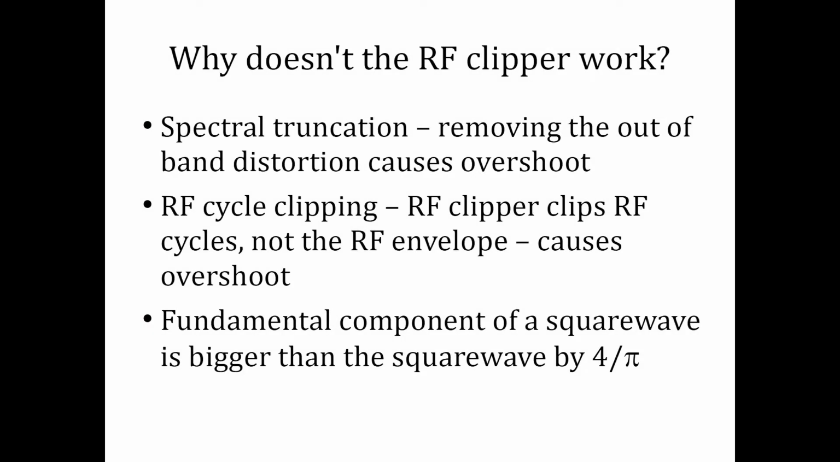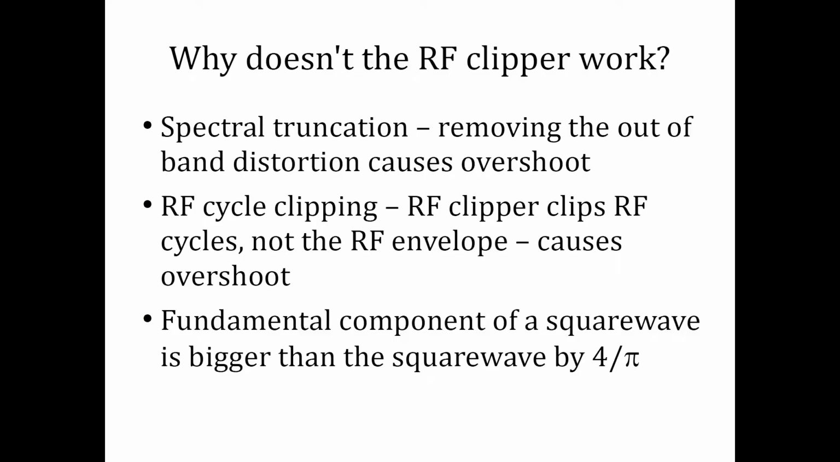Where does the overshoot come from in a conventional RF clipper? First, spectral truncation. Removing the out-of-band clipping distortion components causes overshoot. Second, RF cycle clipping. A conventional RF clipper does not directly clip the envelope. Rather, it clips individual RF cycles.